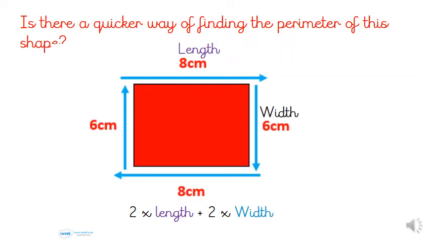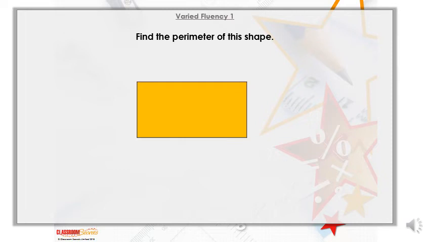So we would multiply 2 times 8 centimetres, which would give us 16 centimetres, and then 2 times 6 centimetres, which would give us 12. And then all we have to do is add them together and we get exactly the same answer, which is 28 centimetres.